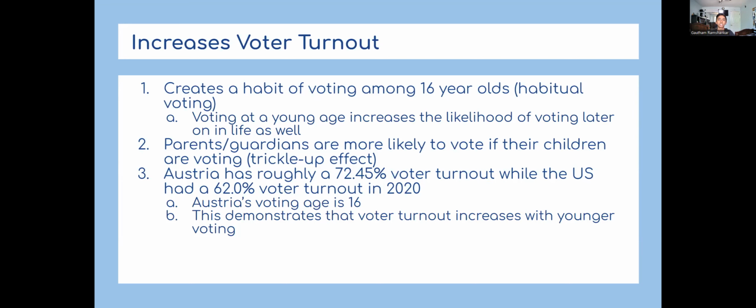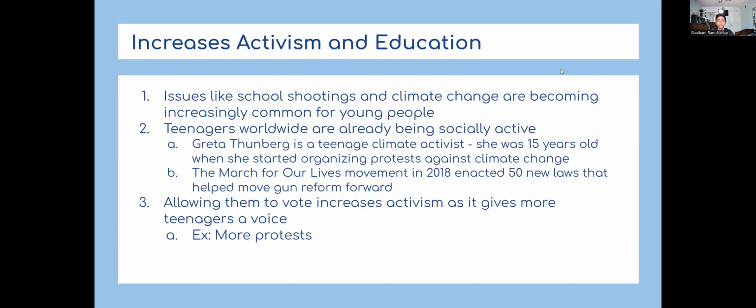And something to recognize, looking at statistics, is that there is evidence that when you decrease the voting age, you're going to increase voter turnout. If you look at Austria and the United States and compare them, you'll notice that Austria had a higher voter turnout rate than the United States in 2020. Again, Austria's voting age is 16 and the United States is 18, which is really important because this shows that if you decrease the voting age, more people are going to end up voting in elections.